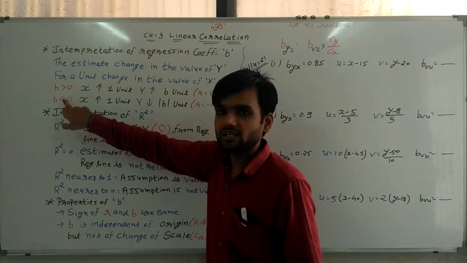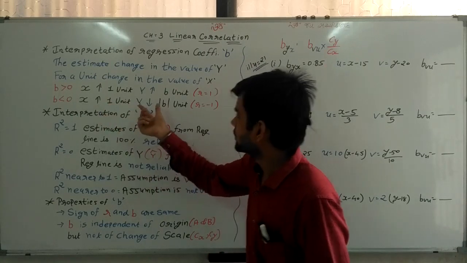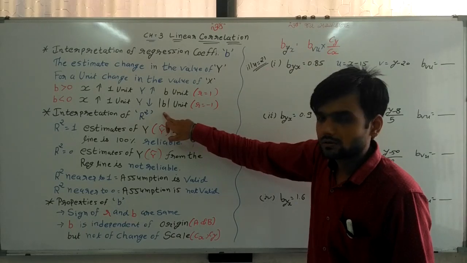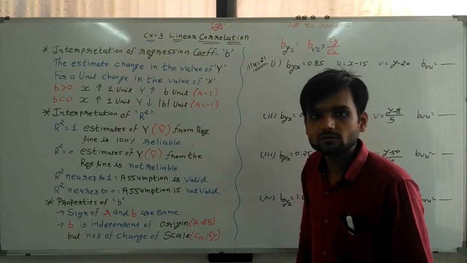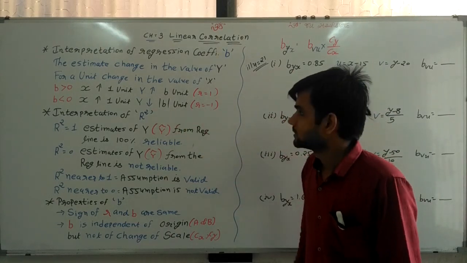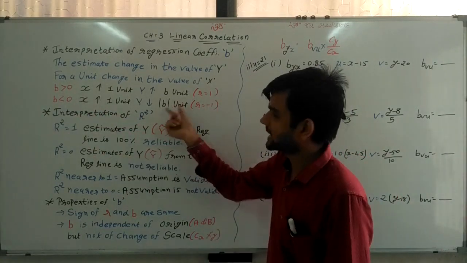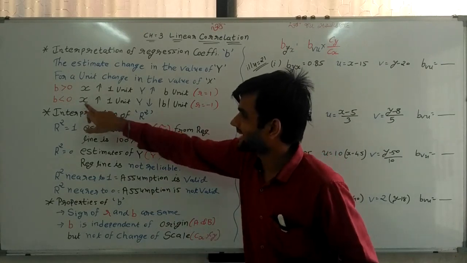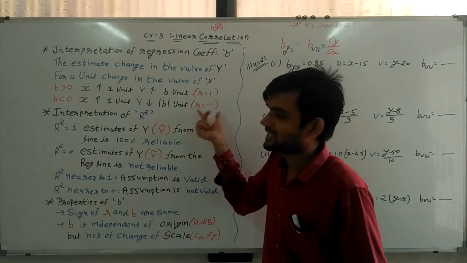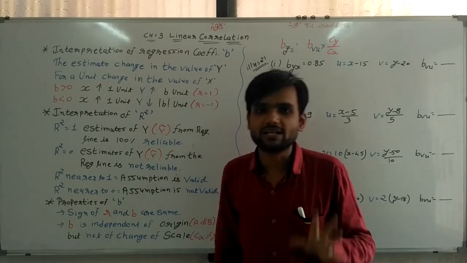In the same way, if b is less than 0, and x increases by 1 unit, y decreases by b unit. Here b is negative, but the decrease is taken as a positive value. If x increases, y decreases by b unit. So r is equal to minus 1.